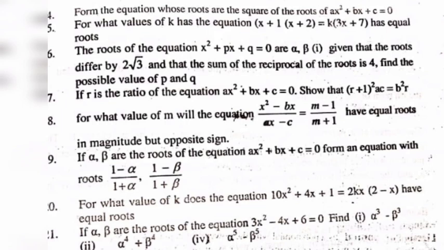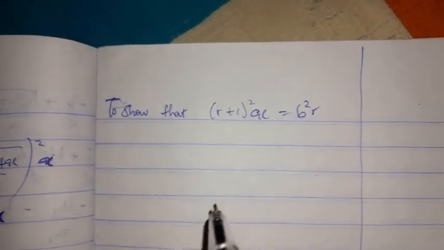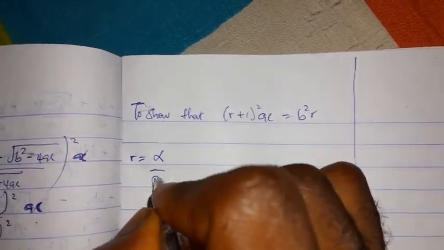Number 17, if r is the ratio of the roots of the equation, what am I then to do? Show that r plus 1 all squared times ac equals b squared r. Now in this case, what will I first do? When they say r is the ratio of the roots of the quadratic equation ax squared plus bx plus c equals 0, it means that my r is alpha over beta.